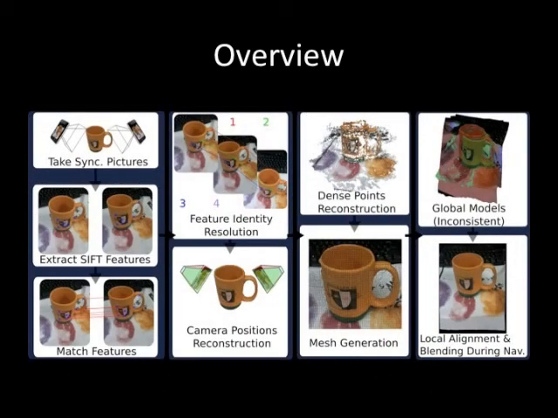To demonstrate how the Social Snapshot system works, we will illustrate how an example dataset flows through the system's pipeline and is transformed from unstructured but temporally synchronized photographs into a set of locally consistent 3D models to be browsed by the user.